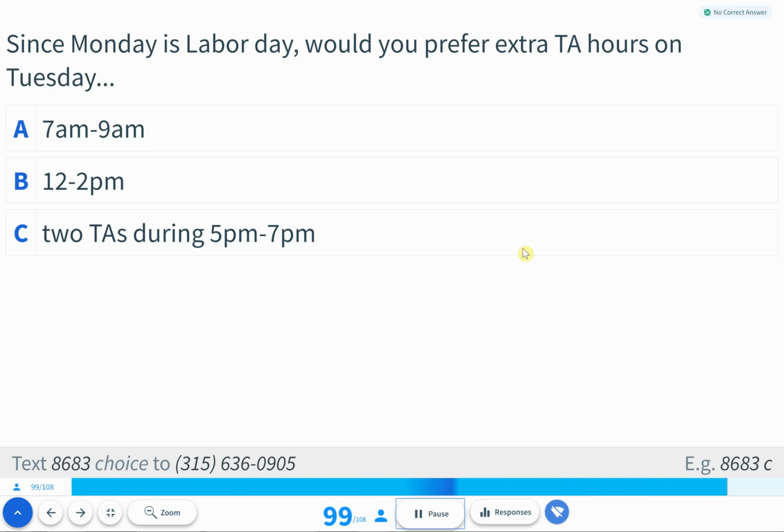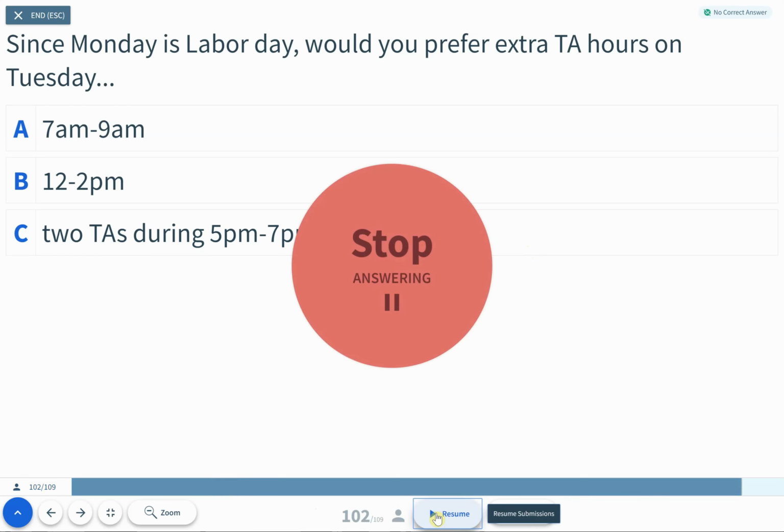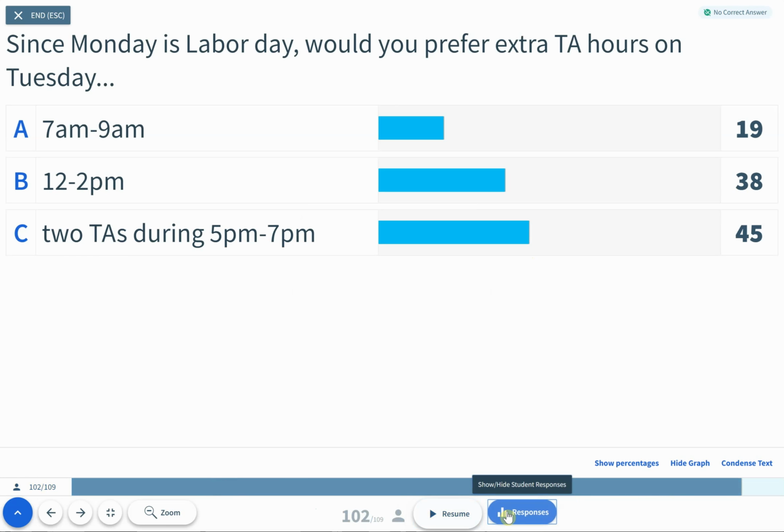Okay, everybody got their answers in? 8 people do not. What will it be? It's going to be an even split. Okay, I'm going to wrap up the poll. Okay, people want what? They would rather have 2 TAs.